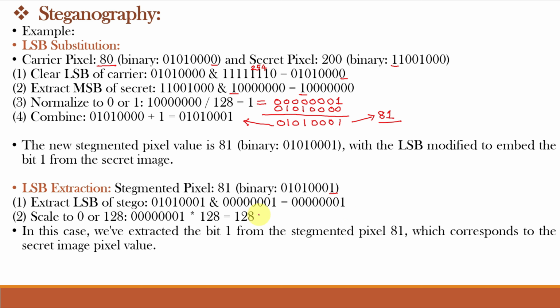We will do the reverse of the operation which we did at the transmitting side. At the transmitting side we divided by 128. Here we will multiply by 128 and we will get 128. So we have extracted the bit 1 from the segmented pixel 81, which corresponds to the secret image pixel value. In this way we can extract all the LSBs and recover our secret image back at the receiving end. I hope it is clear.